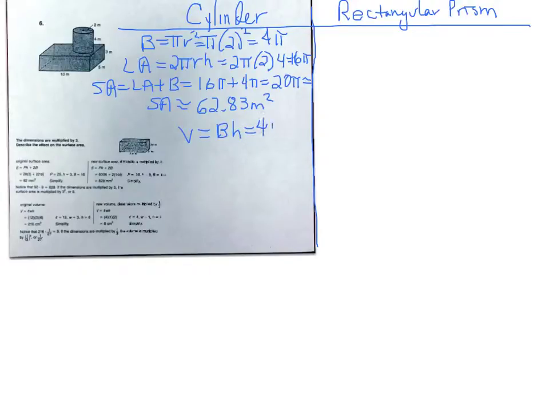And now for the volume of that, volume is just area of the base times the height. Area of the base was 4 pi and the height was 4 meters. When you multiply those two, that is 16 pi, and this is the square meters because this is meters.